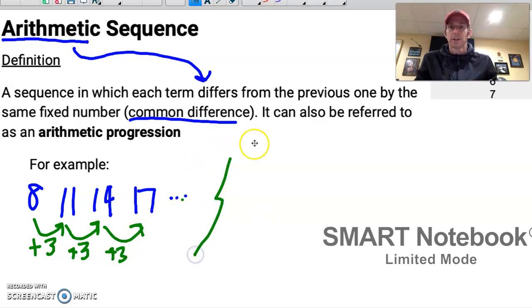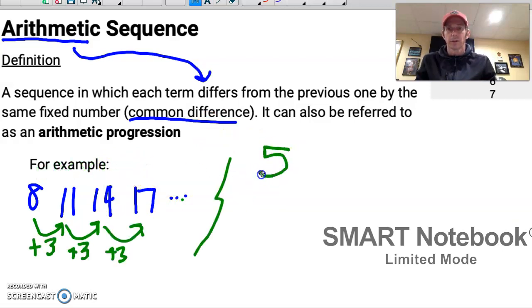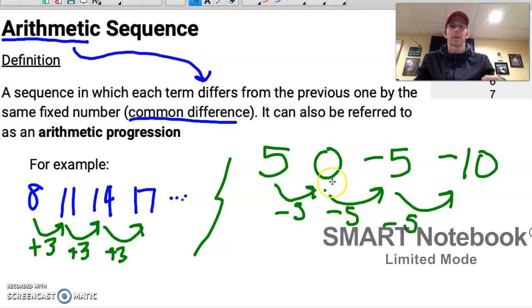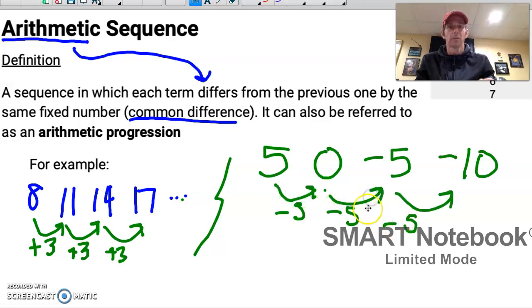But just so you know, the common difference doesn't have to be adding. I could also start with, say, an example of my first term being 5, and my next term being 0, and then my next term being -5, and my next term being -10. And I still have the same difference between them, but this time, as I go from one term to the next, I am subtracting 5 each time. And so again, I have a common difference. Each term differs by the exact same amount as I go. So it doesn't have to always be adding. It could easily also be subtracting.